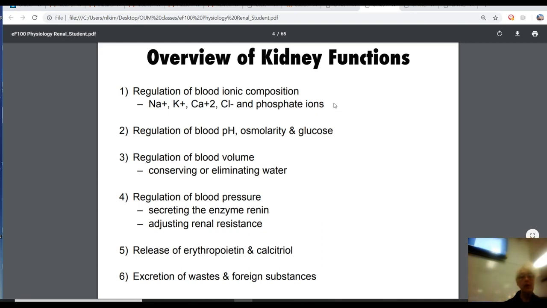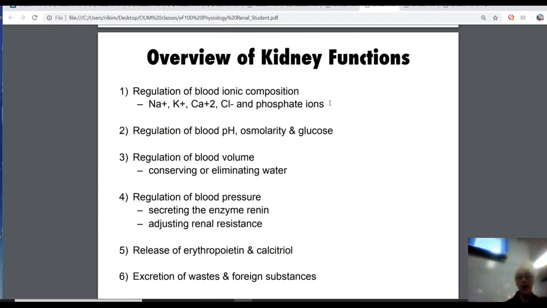We reviewed some of the very important electrolytes that we have here, such as sodium, potassium, calcium, chloride, and phosphate. And it seems like forever ago that I went over this. You did. I know, it's been a while, so this is a good review. Don't forget there's CO2 as well. And of course our blood pH and our glucose play an important role.